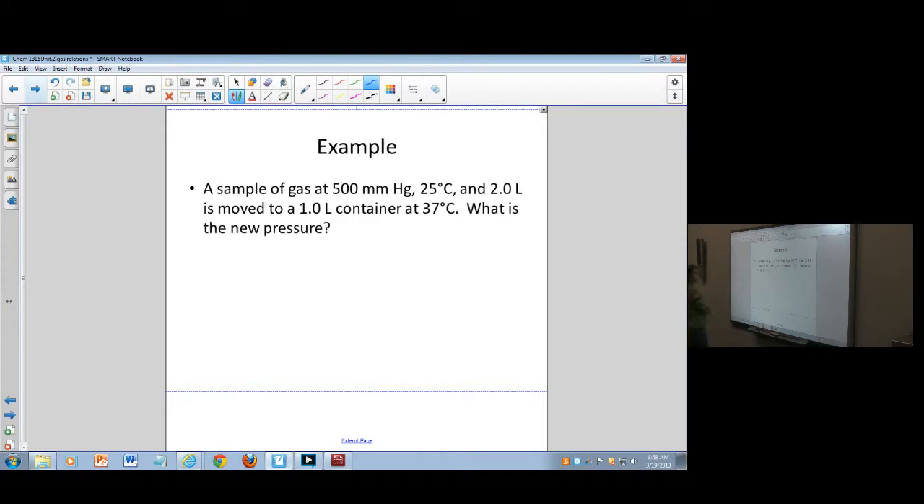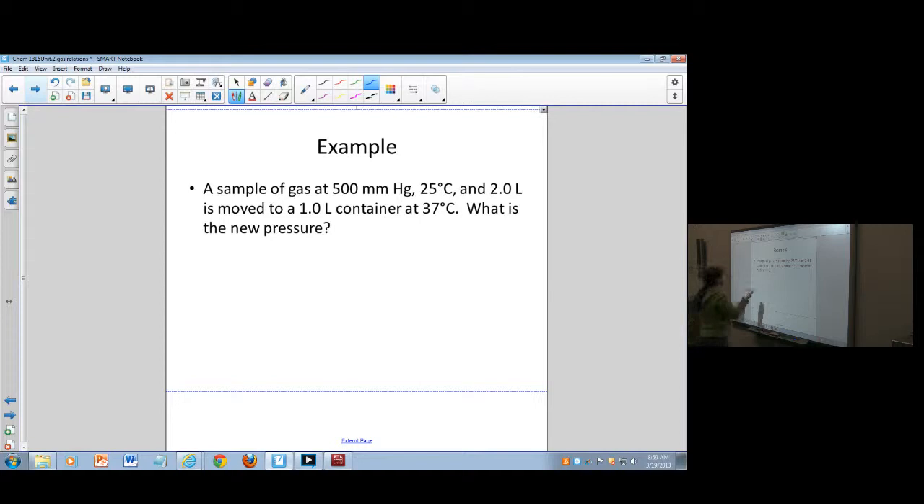Let's see. All right, so this is a little bit more difficult problem. I've got a sample of gas at 500 millimeters of mercury, 25 degrees Celsius, 2 liters. I'm changing it to a 1 liter container at 37 degrees, and I want to know what's the new pressure. This is starting to get pretty hairy, okay?